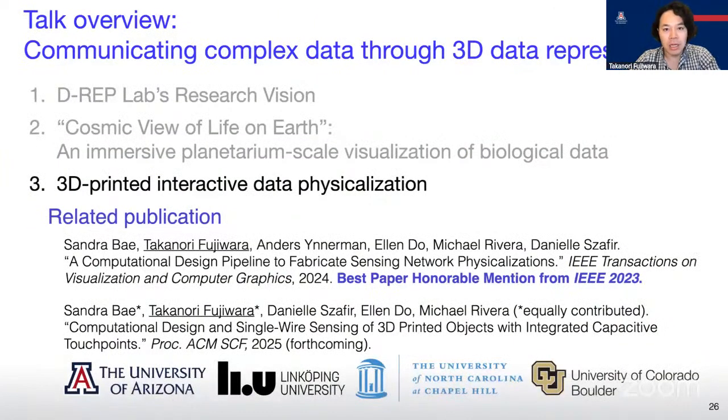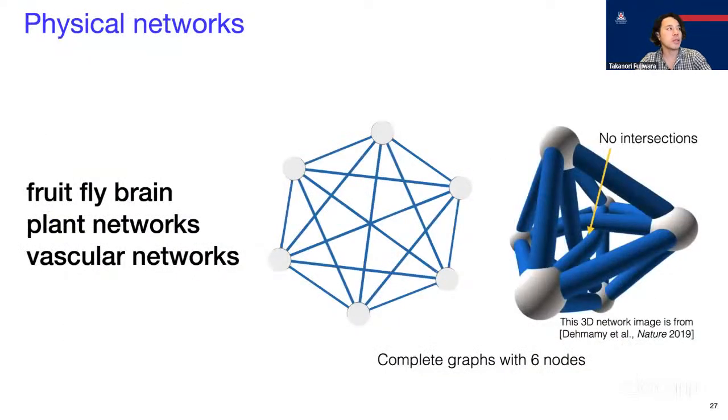Okay, now my talk shifts towards 3D printed interactive data physicalization, which is related to these two recent publications where I collaborated with human-computer interaction and visualization researchers at Linköping University, UNC Chapel Hill, and CU Boulder. So in the first publication, we focused on physical networks, where nodes may have fixed positions and links may have particular thickness and so on.